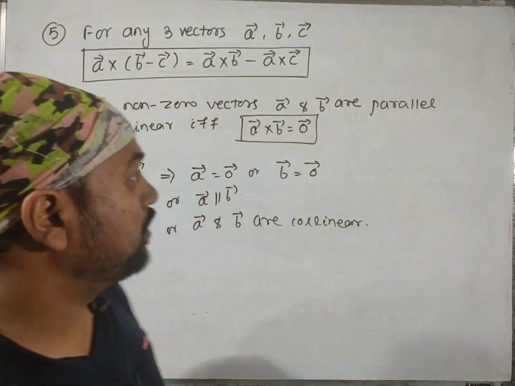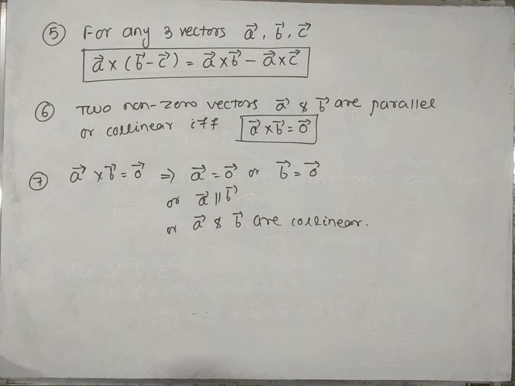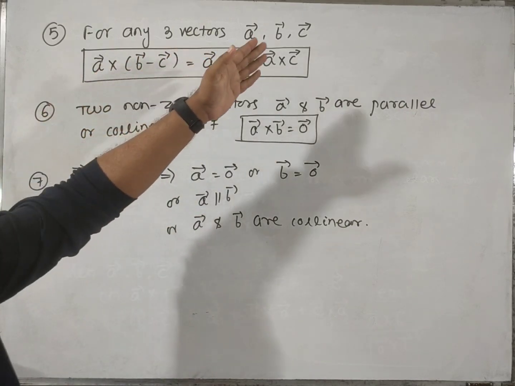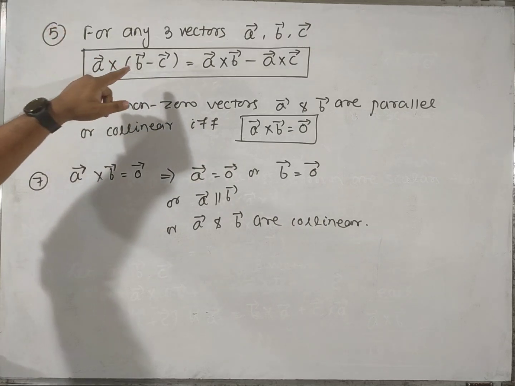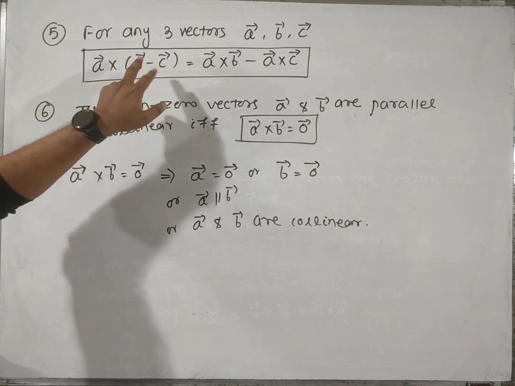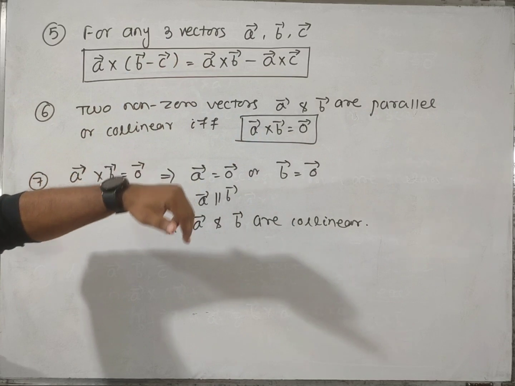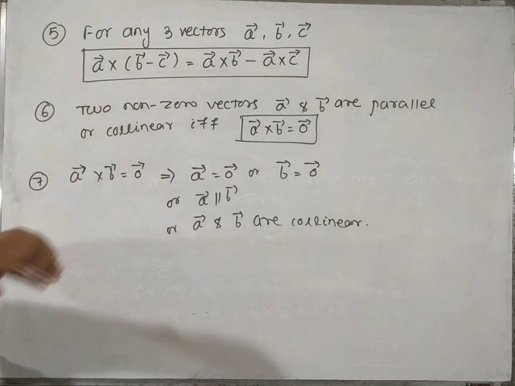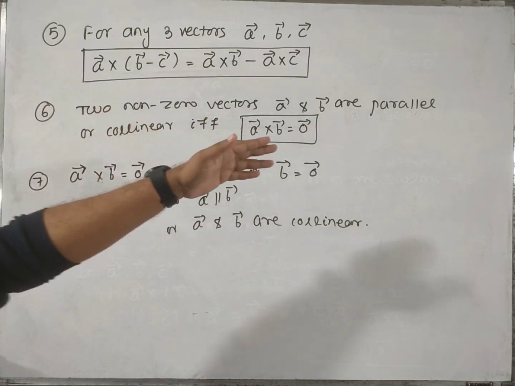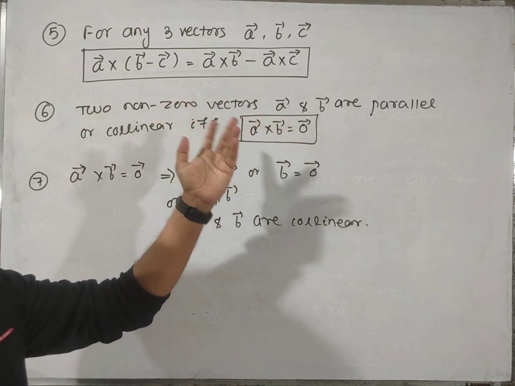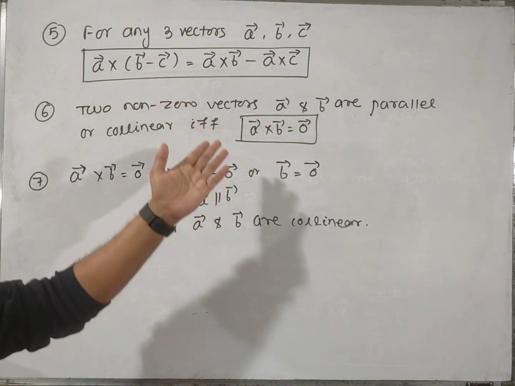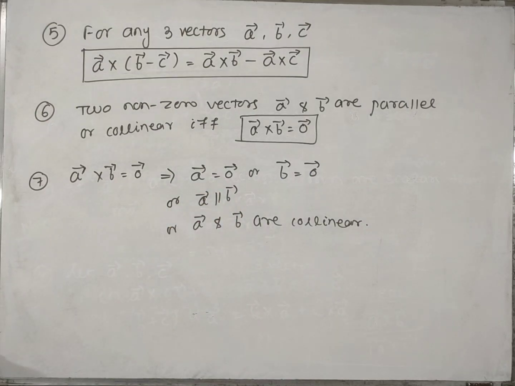Now let us discuss the rest of the properties, 5, 6 and 7, for any three vectors a vector, b vector, c vector. Here it is the result of a vector product with the subtraction of two vectors, b vector and c vector, and the result is here. And in the sixth one, two non-zero vectors a vector and b vector are parallel or collinear if and only if the vector product of the two given vectors, that means a vector cross b vector, is equal to zero vector.